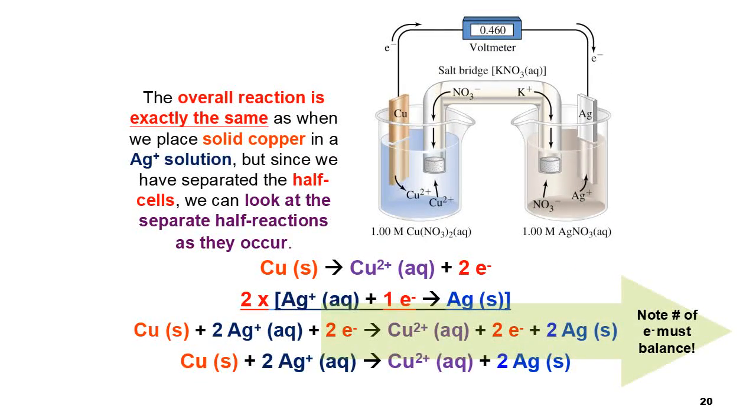The overall reaction is exactly the same as when we place solid copper in a silver ion solution. But since we have separated the half cells, we can look at the separate half reactions as they occur. Also note that the number of electrons must balance as shown in these equations.